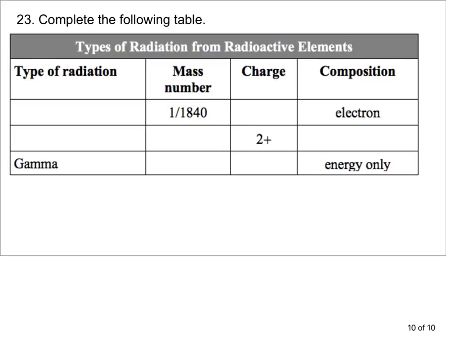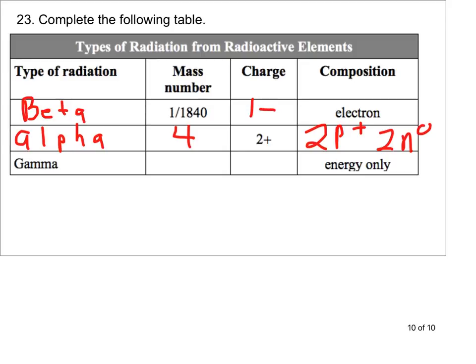And completing the table, types of radiation, we have gamma, and we also have alpha and beta. The electron is the beta particle, and then this one must be alpha. Mass of beta particle, 1 over 1,840. The mass of an alpha particle is 4. The helium nuclei, 2 protons and 2 neutrons, which is its composition, that's why the 4. Charge is plus 2 because of 2 protons. Charge of a beta particle's electron is a negative 1. Gamma has no mass, has no charge, and it's energy only.